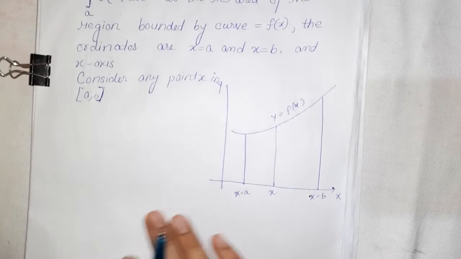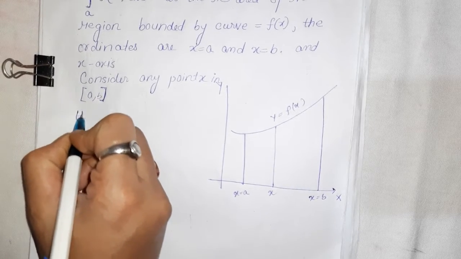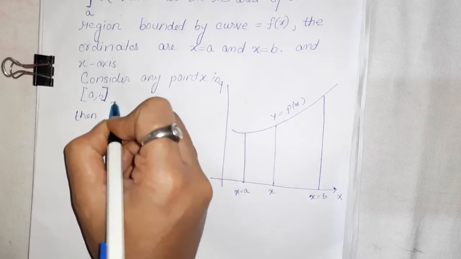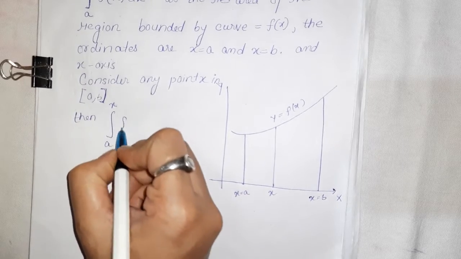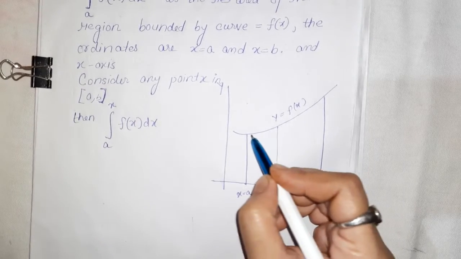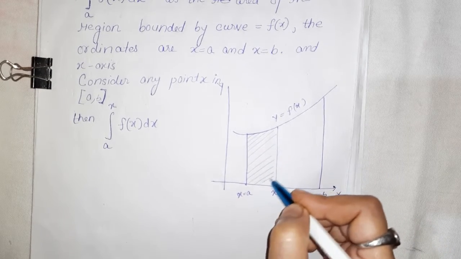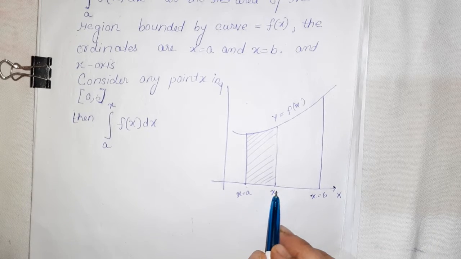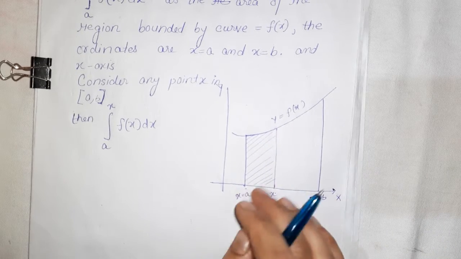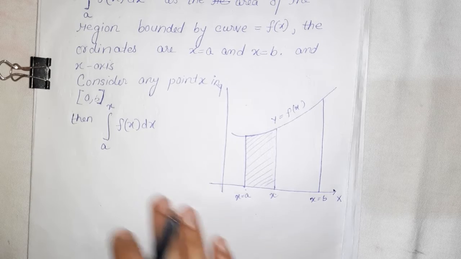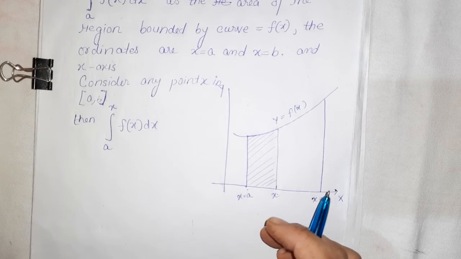Okay, now if we consider the point x in a and b, then the integral from a to x, now your upper limit will be x, means we consider this much region from a to x, f of x dx, means we are finding this much, this one. We get this area because we took the lower limit as a and the upper limit as x, and the curve, the x-axis and this region. Now this will represent the shaded region, right?